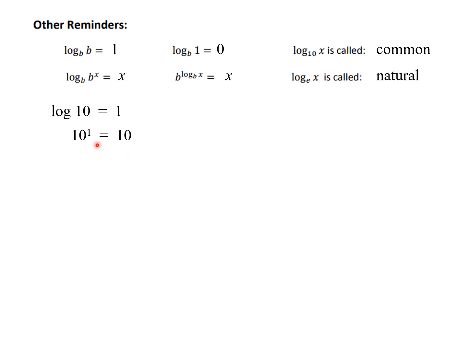Another way to think about this is logarithms, at least the common logarithms, are a power of 10. So the log of 10 is 1. The log of 100 is 2, because 100 is 10 to the second. And numbers between 10 and 100 have logarithms between 1 and 2.